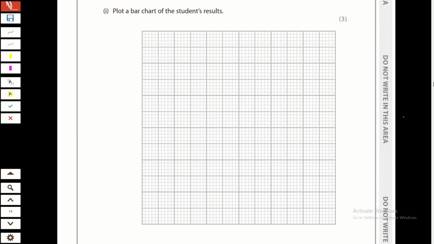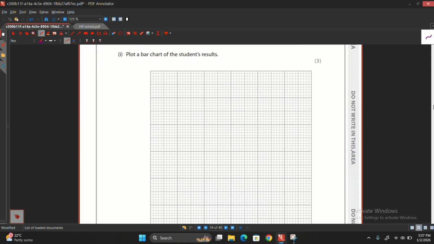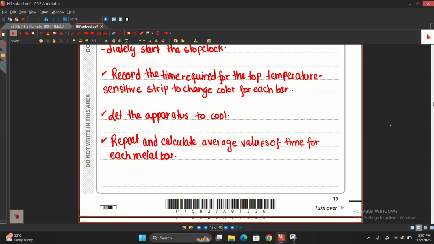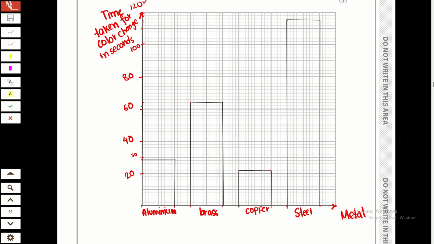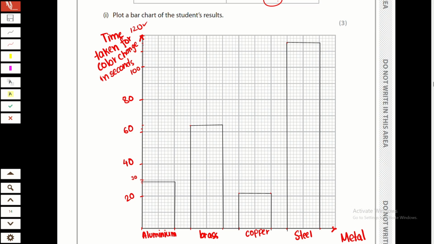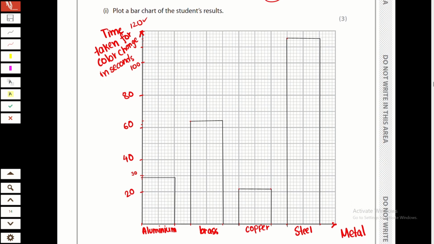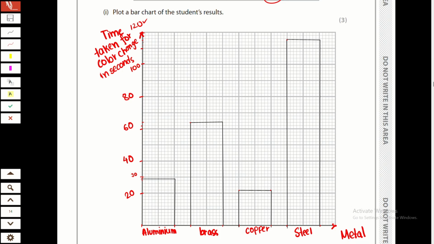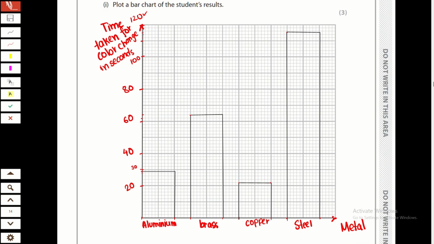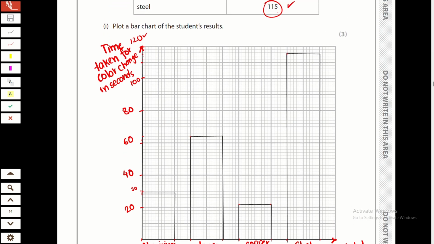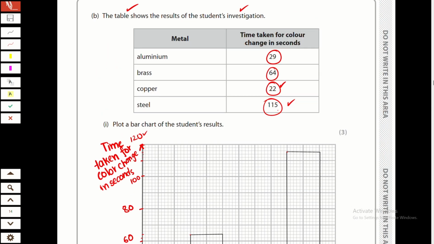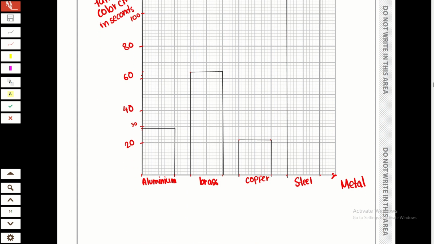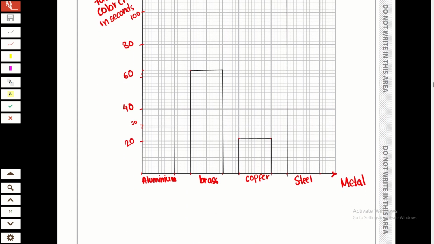Plot a bar chart of the student's results. So we have been asked to plot a bar chart of the student's results. I've plotted the bar chart once, and I can show that to you. All right, so this is the bar chart for this question. Notice how I have placed the grid. The y-axis would obviously be the time taken for color change in seconds, because that's the dependent variable, and the independent variable is obviously metal.